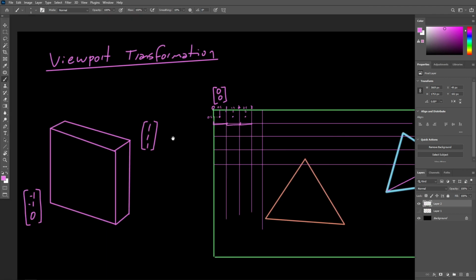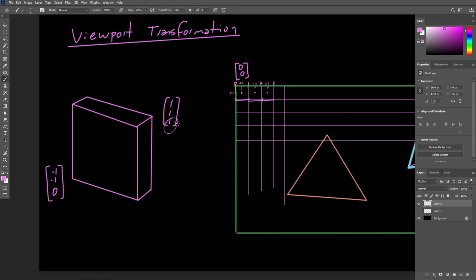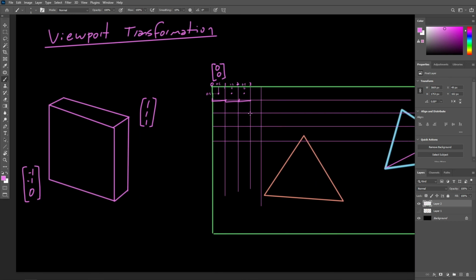Now, with those z coordinates that we had in the CVV, again, we hang on to those and pass those off to the next stage of rendering, which is called rasterization. Those z coordinates are going to be very important to us, so we definitely hang on to those.